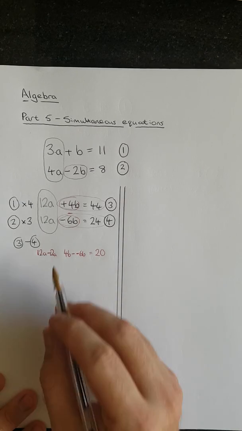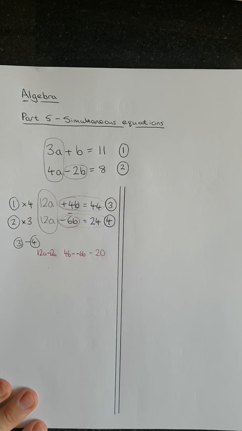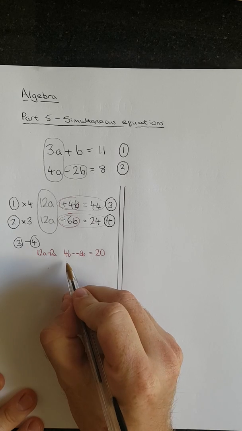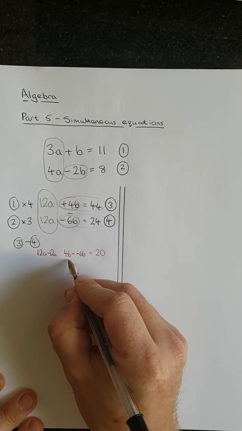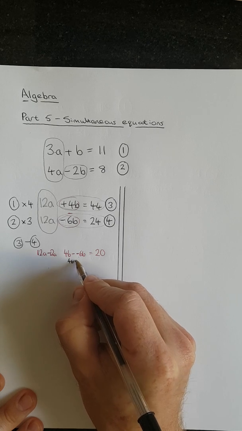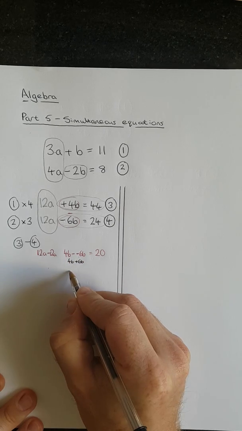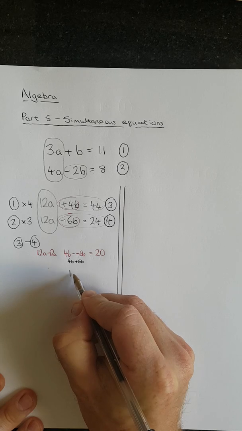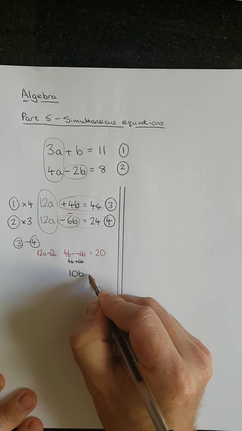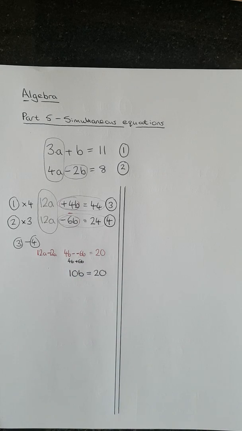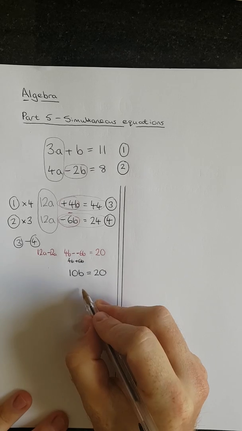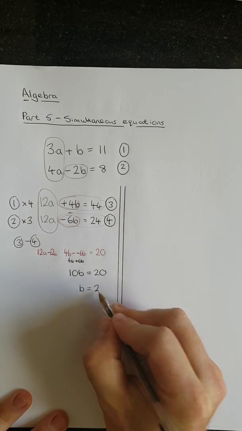Now 12a subtract 12a gives me nothing, so a has been eliminated. 4b subtract minus 6b is 4b add 6b, which is 10b. So b is 2.